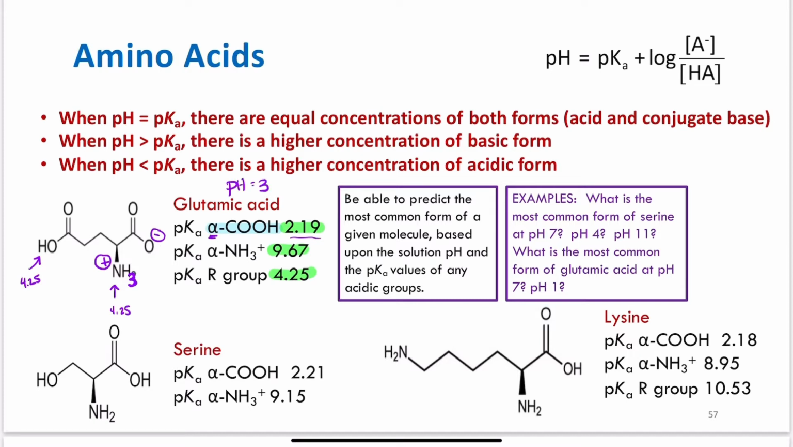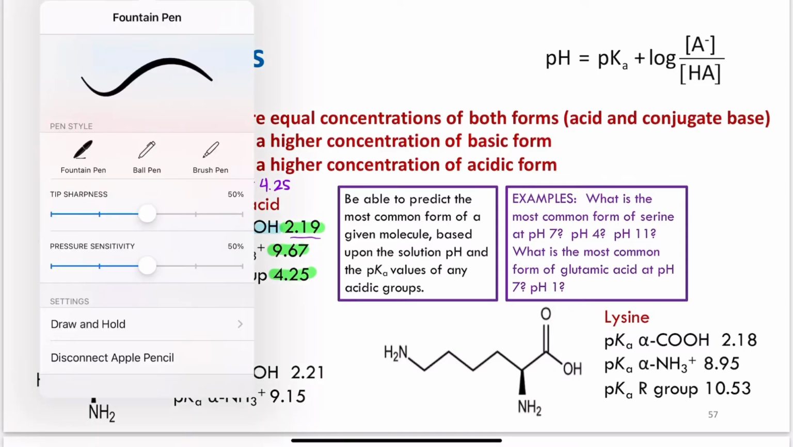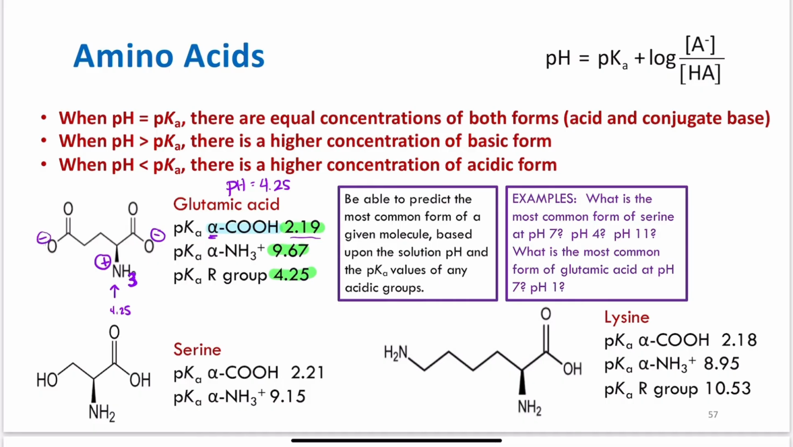At that point, this is what my structure is going to look like. I keep increasing the pH, and eventually I hit 4.25. At 4.25, I've now removed half of this proton. I keep adding, and I am going to remove all of that proton. Let's say I'm at a pH of 5 now. All of that proton has been removed as well.